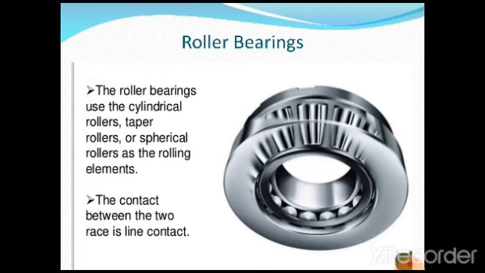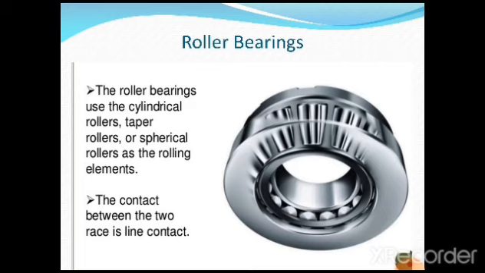Now if the ball bearings are replaced by rollers, then we call it a roller bearing. The roller bearings use cylindrical rollers, taper rollers or spherical rollers as the rolling elements. So these are a few important types, the forms of rollers. It can be of a cylindrical type, or of a tapered type, or of a spherical type as the rolling elements.